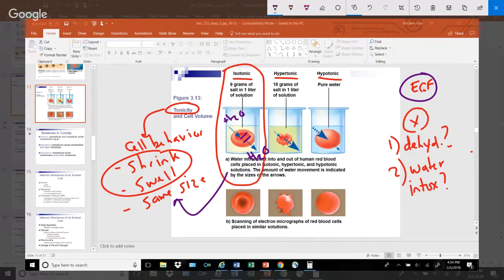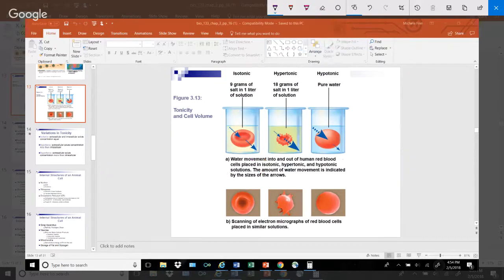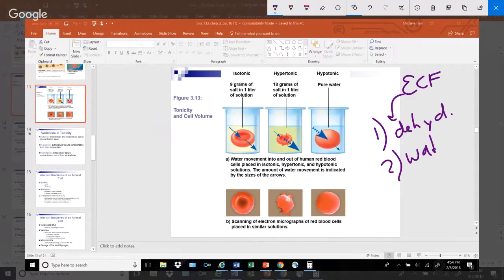But now, what if we flip the tables? I'm going to erase some of this so that we can see. Remember my scenarios. What if my extracellular fluid changes and I become dehydrated, or I drink too much, causing water intoxication? Now, a simple test with red blood cells can show this. Again, we don't want this to happen, but let's look at this example right here.